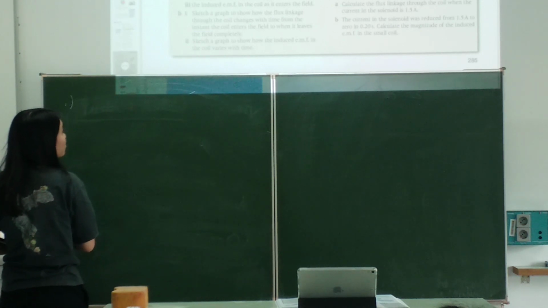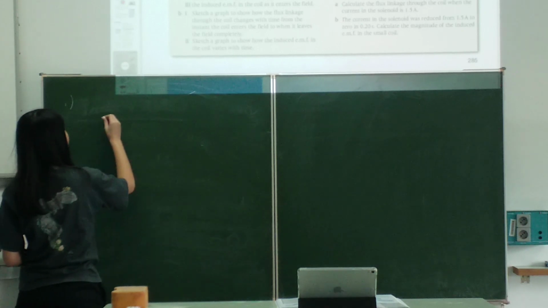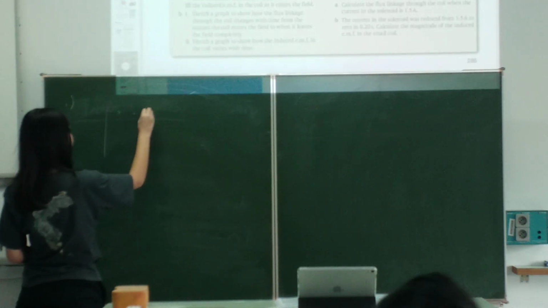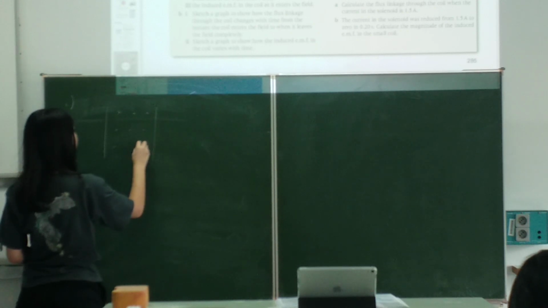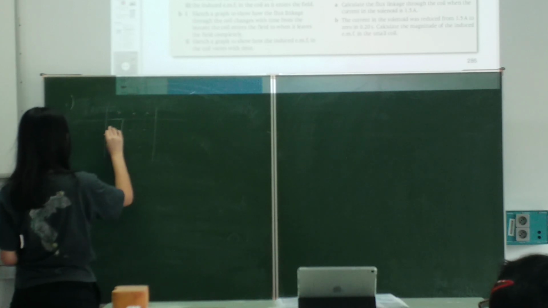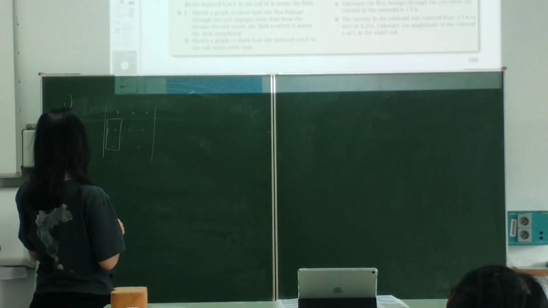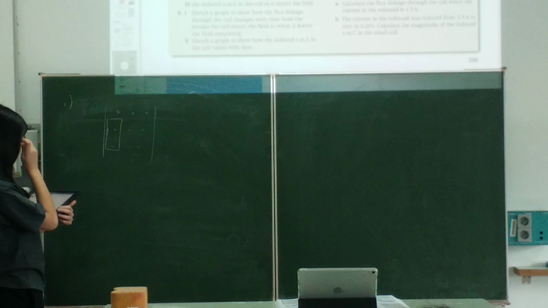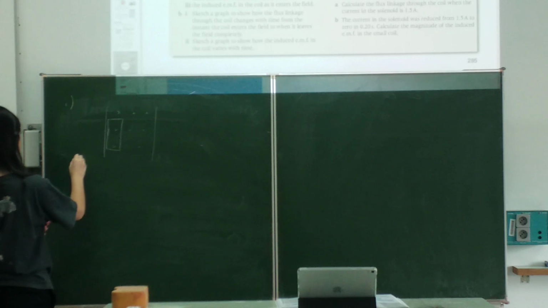The flux linkage through the coil when it is completely inside. Do you remember the flux linkage is NBA, right? Flux linkage is just NBA, not NBA over time, but NBA. Yes, now it's completely there. Correct. So the flux linkage is basically just N times. Can you write flux linkage equals to?